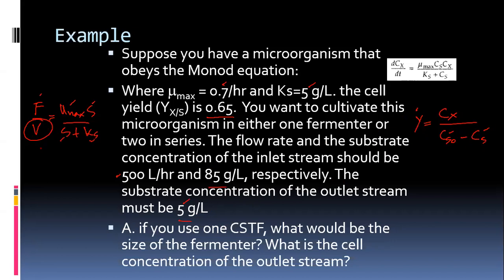Let's solve this. Substitute lang natin isa-isa. So, F is 500 liters per hour. Tapos, ito yung volume ng reactor, ng fermenter. Mu max is 0.7 per hour. Confirm nyo na lang yung mga units na magka-cancel out naman. Tapos yung S natin is 5. Yung KS natin is 5. Okay, so just try to get your calculator and you can now calculate the volume of the fermenter.